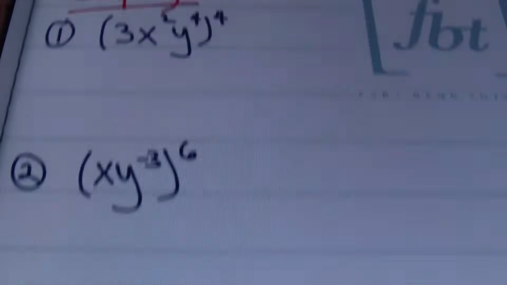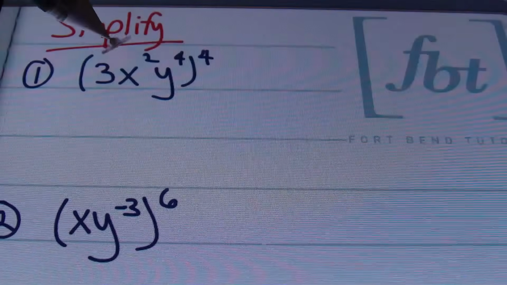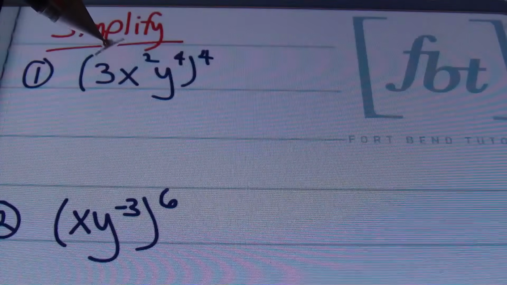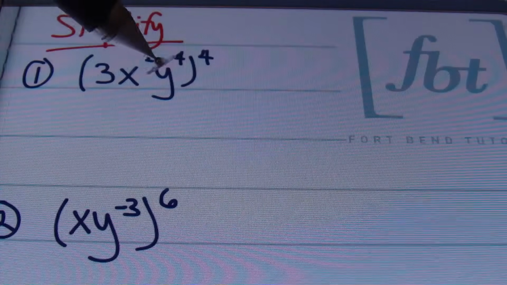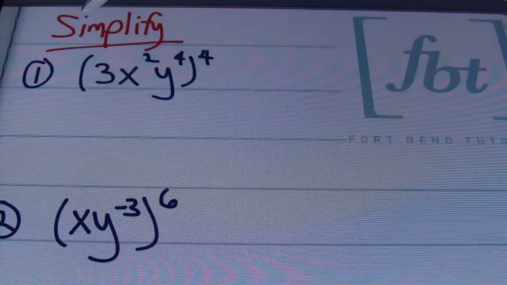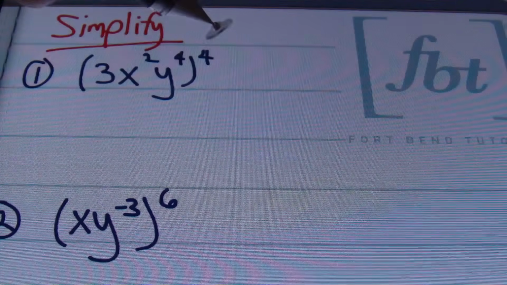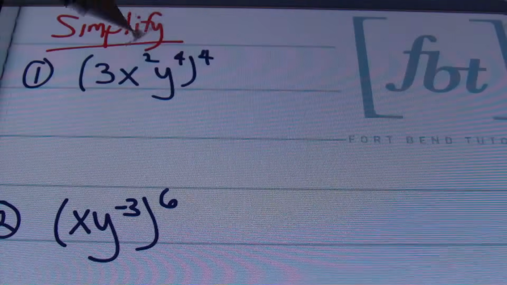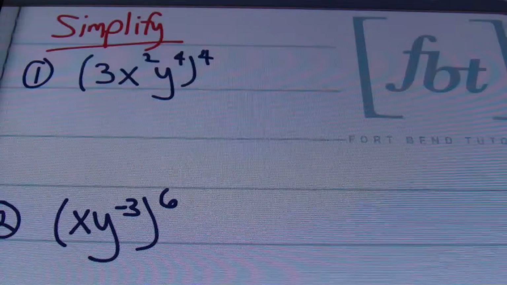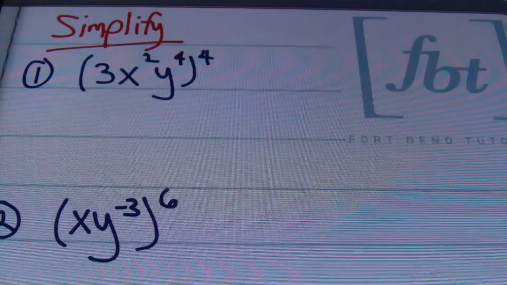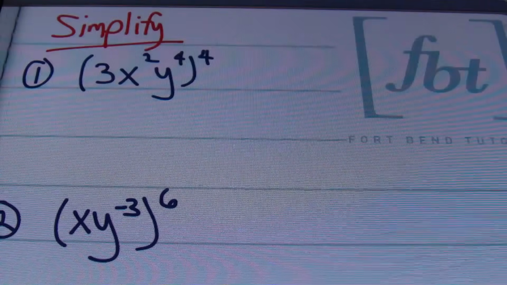Let's move on. With our next problem, we have to simplify. Anytime you have a monomial, meaning one term, terms are separated by plus or minus signs. So notice that I don't have a plus or a minus sign within the parentheses. So this is one term inside of the parentheses. Anytime I have a monomial raised to an exponent, you're going to multiply all the exponents by that value on the outside. In other words, this exponent on the outside is 4. So all of the exponents inside of the parentheses will be multiplied by 4, and then you simplify.